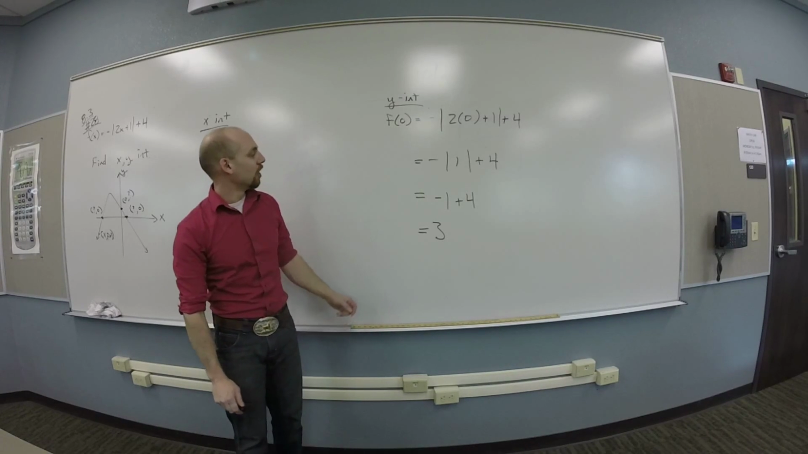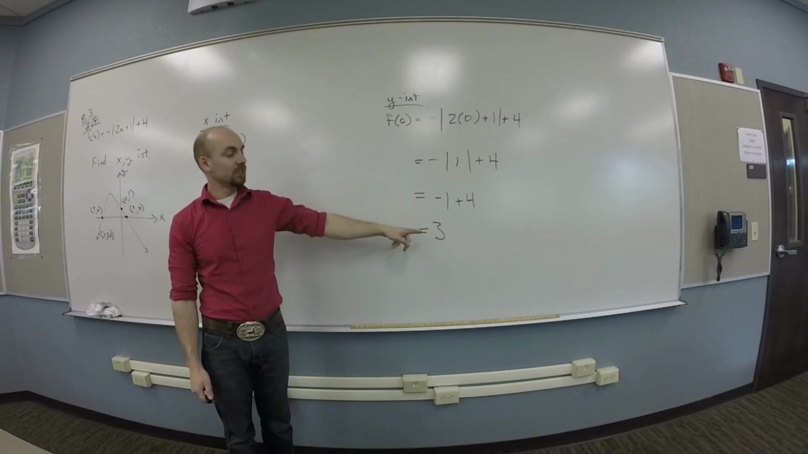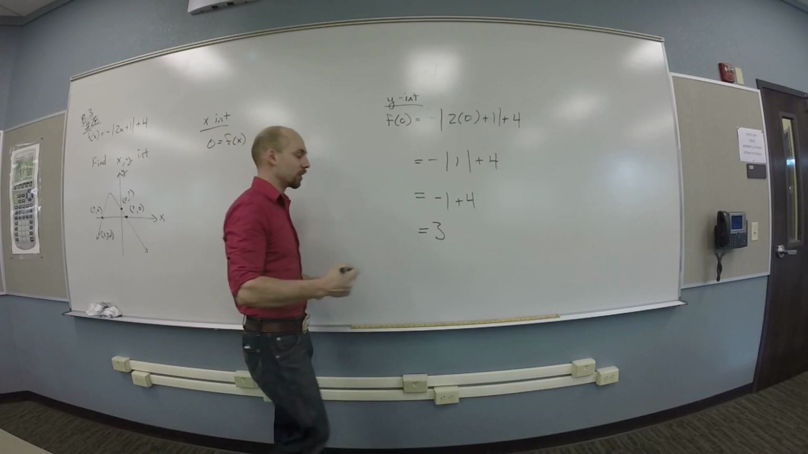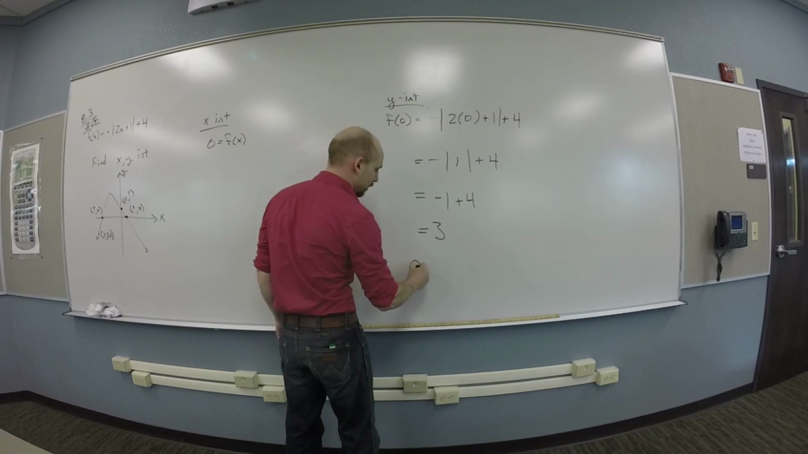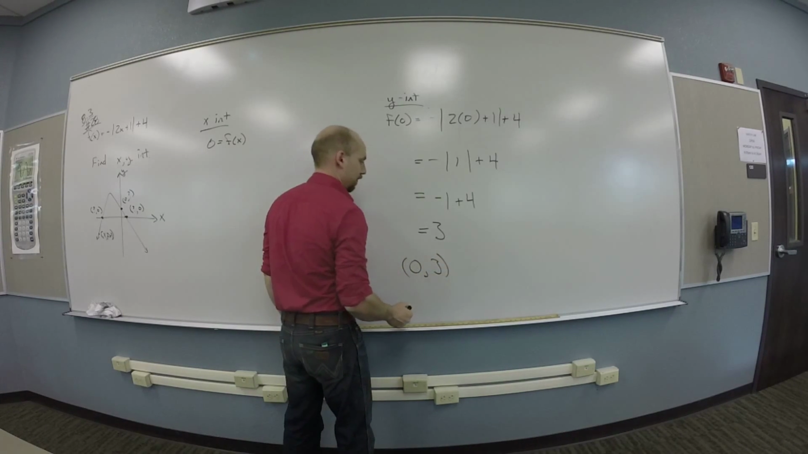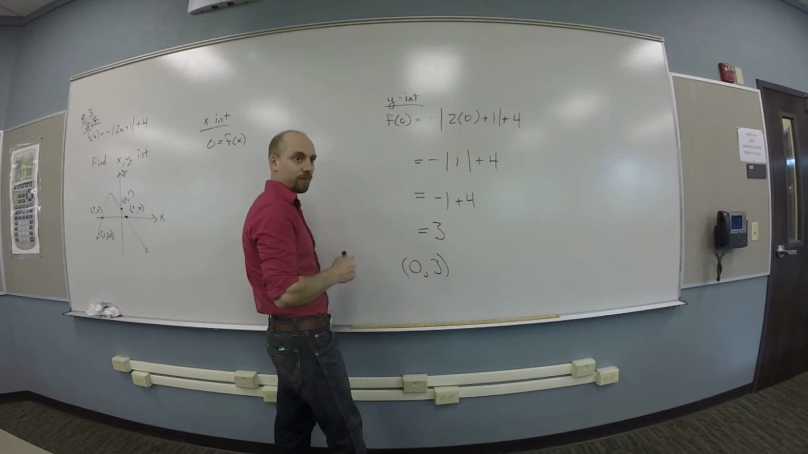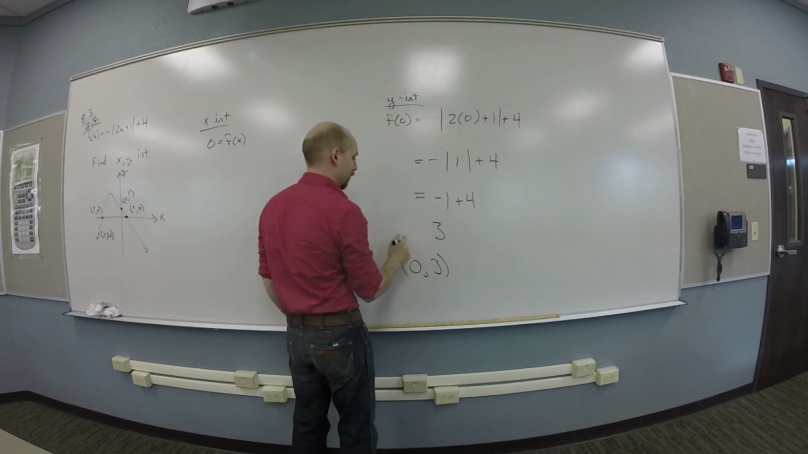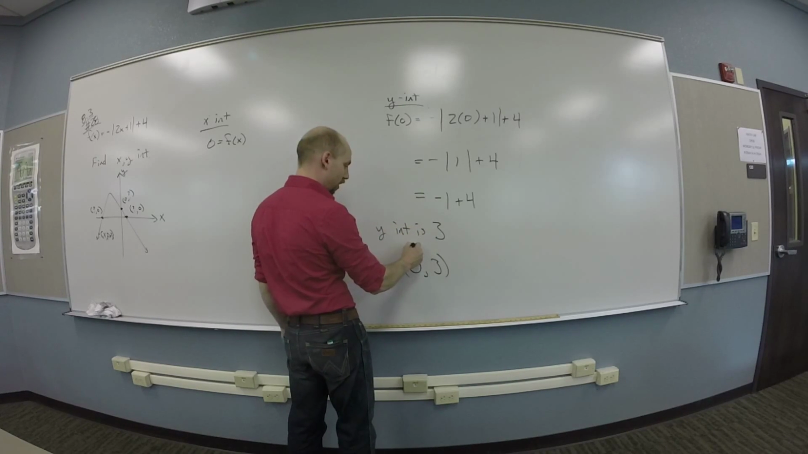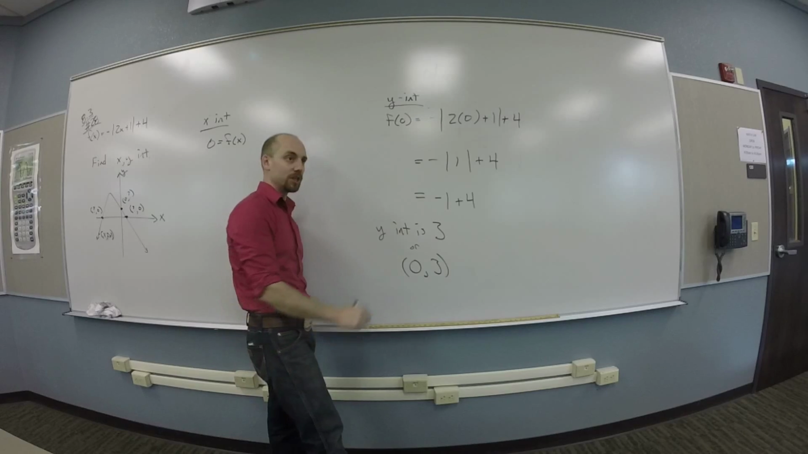Cool. All right, so my y-intercept is 3. If you wanted to phrase it as a point, you certainly could. It would be phrased as 0, 3, right? So either the y-intercept is 3 or 0, 3. I don't care which of these you use.